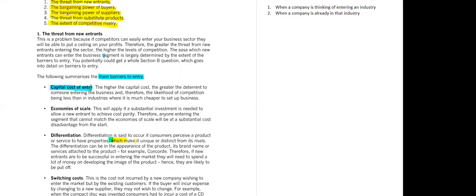If you want to start a pharmaceutical business, that requires a huge amount of capital, because there will be a lot of research and development involved. So in such businesses, the threat of new entrants is low. It is difficult. In the automobile business, the threat of new entrants is low because it requires a lot of initial capital to enter. The other important factor that creates a barrier to entry is economies of scale.